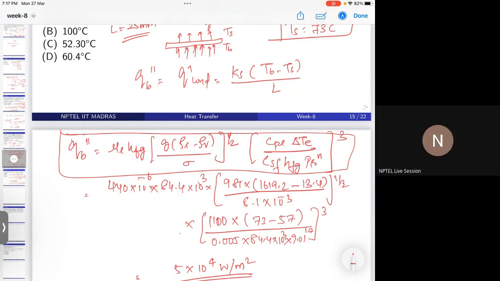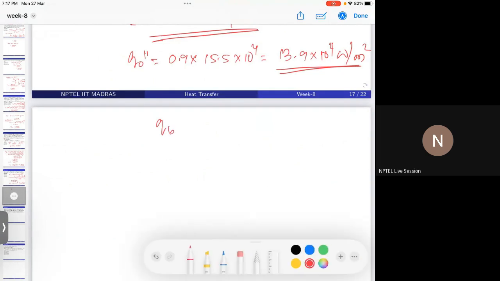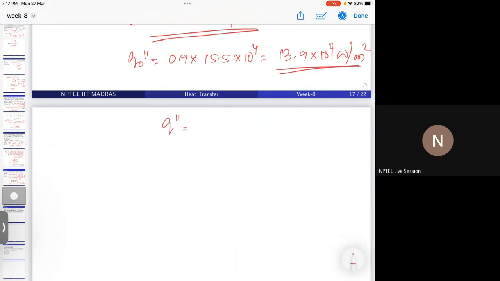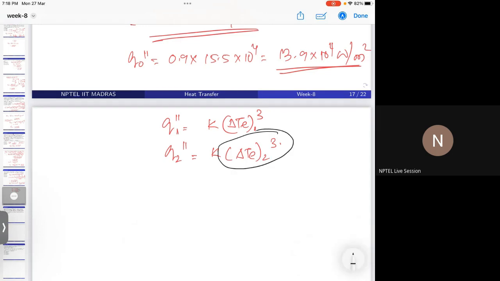So we can write Q boiling, or generally Q heat flux, as K times delta T raised to 3. K is a constant which comprises all of the other terms. This is delta T1, which is the first case. The heat flux of the second case gives delta T2. This is what we need to find out. So just divide it.